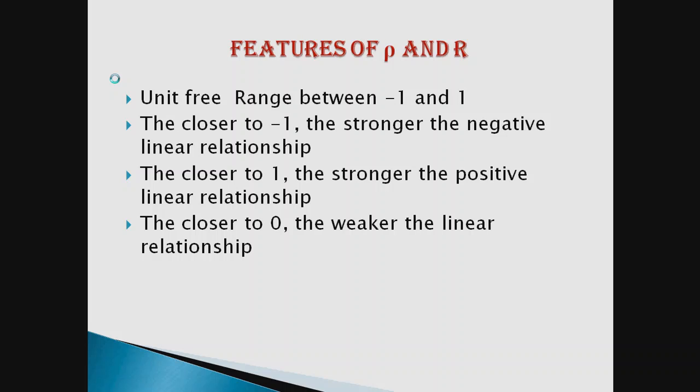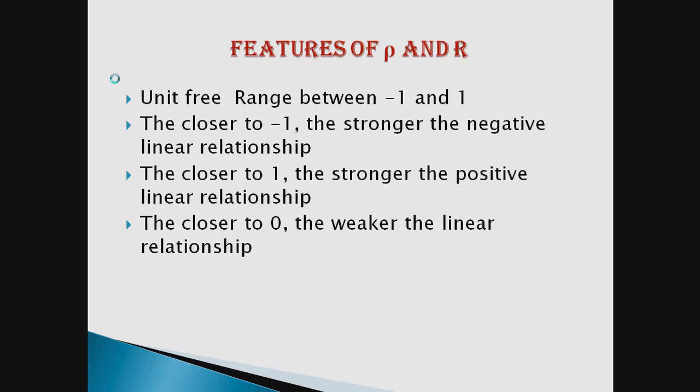When it is close to -1, there is a strong negative linear relationship between the variables, and the covariance is negative, which means the two variables tend to move in opposite directions. When the correlation coefficient is closer to 1, there is a strong positive linear relationship, and the covariance is again positive, which means the two variables tend to move together.